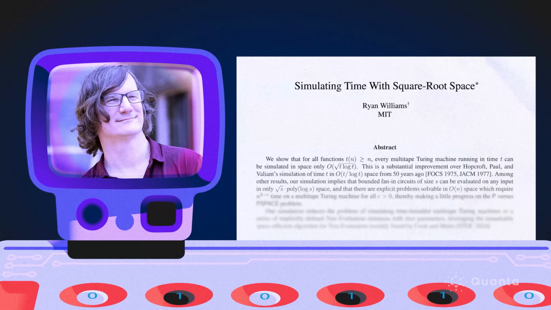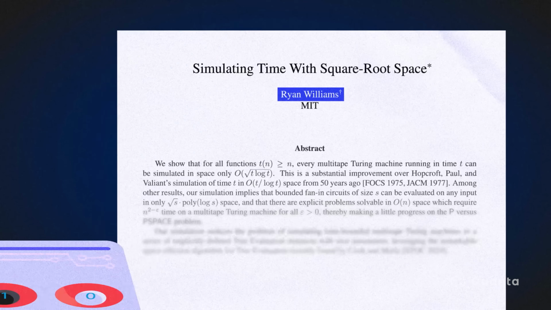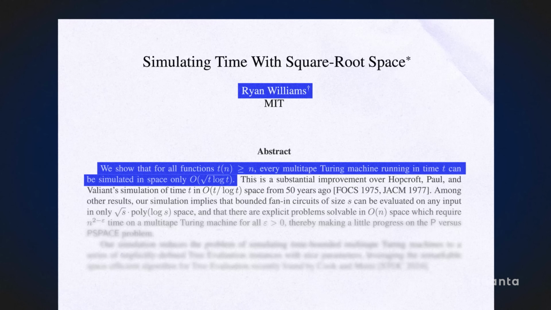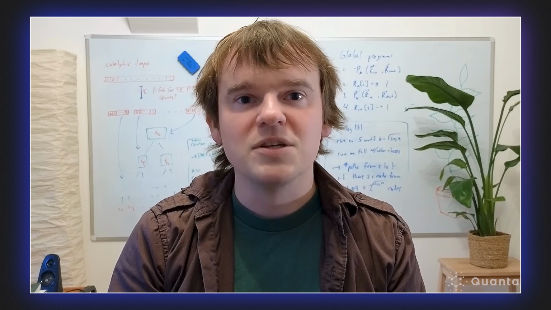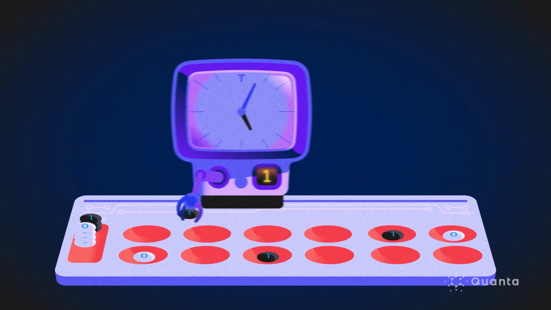Now, in a groundbreaking paper, MIT researcher Ryan Williams has proved that you can always get away with a lot less space. His improvement was enormous. It was completely unexpected, and I didn't believe it was true.